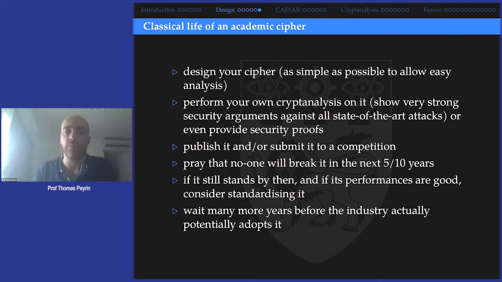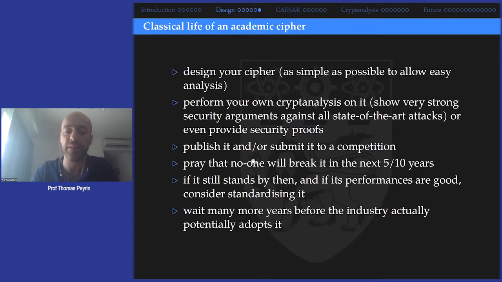So you came up with your cipher, you have done your own cryptanalysis, then you can try now to publish it, or maybe submit it to a competition like we have done. And then you basically pray. You hope that nobody will break your cipher in the next 5 to 10 years. And this is a part which is really important. Lots of ciphers actually get broken during this phase. But no one should be using a cipher that has just been produced, because we're still not sure about the security. You have to wait many years and a lot of people to take a look at it before you can actually consider putting this into production and using it everywhere.